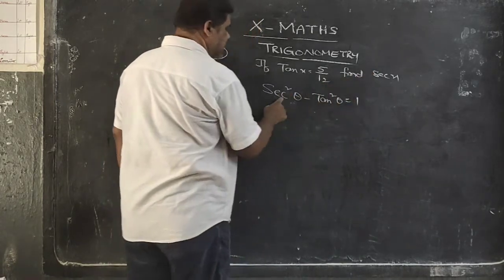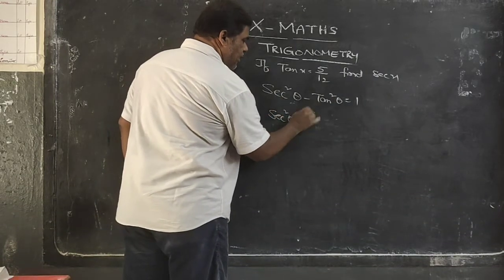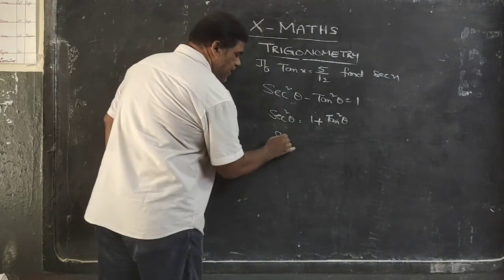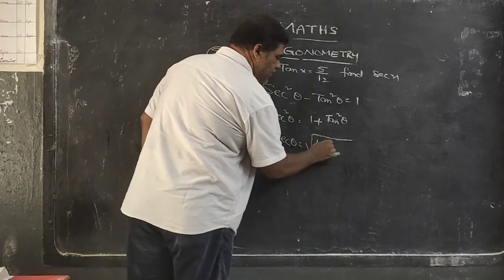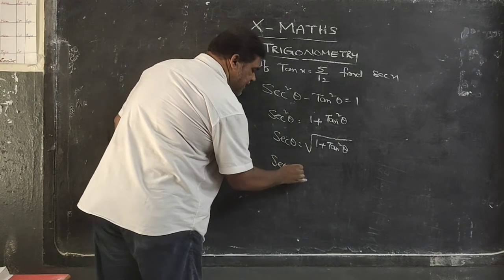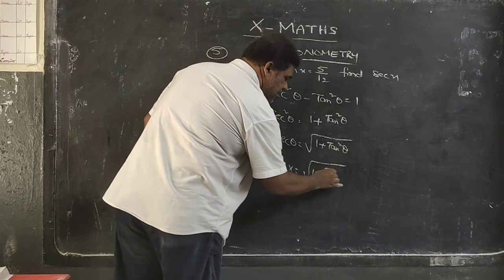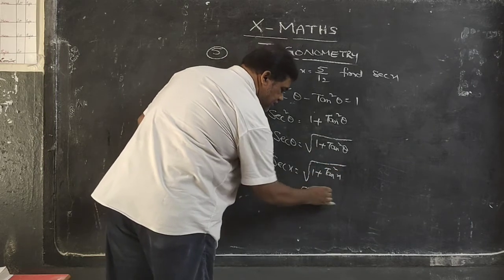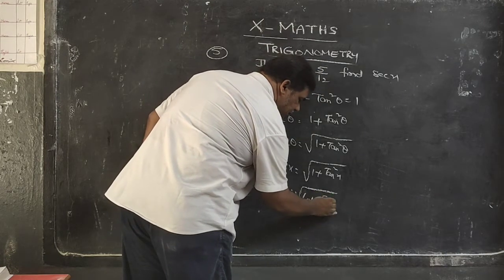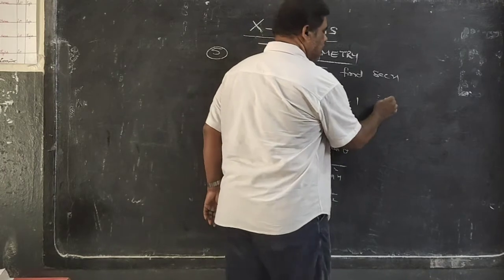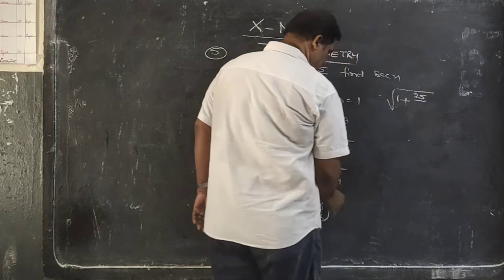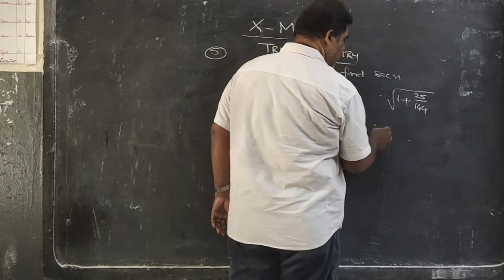Here we need secant x. So secant theta is equal to, if you send that side, it will become 1 plus tan square theta. Now remove the square. Secant theta is equal to under root 1 plus tan square theta. So if you want secant x, under root 1 plus tan square x. Now tan x is equal to 5 by 12, substitute here. So it is 1 plus 5, if you square it is 25. 12 square is 12 into 12 is 144.